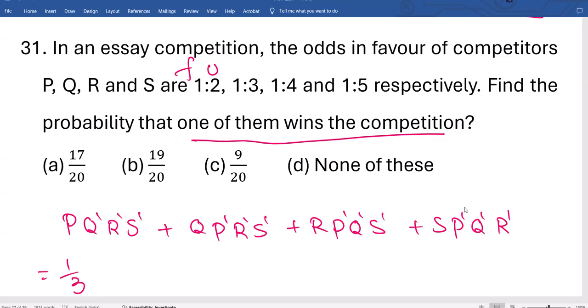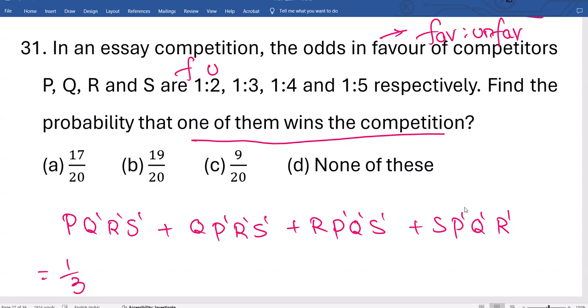Don't write 1 by 2, write 1 by 3. Total is favorable plus unfavorable. Odds in favor of means the ratio of favorable with respect to unfavorable, not total, please. Sometimes they'll give odds against ratio. Odds against means unfavorable to favorable.